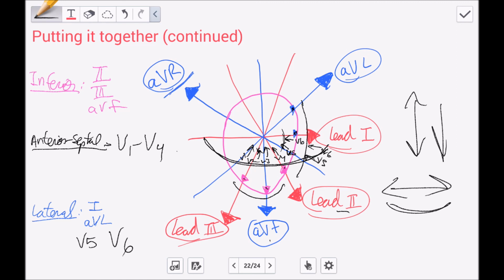And your anteroseptal leads are V1 to V4, because these ones are looking at the heart from the anterior part, right? It's looking at it in the three-dimensional way. These arrows are not meant to be pointing up, they're meant to be pointing towards the heart. So we're looking at it from the anterior part, from front to back, right? Perfect.